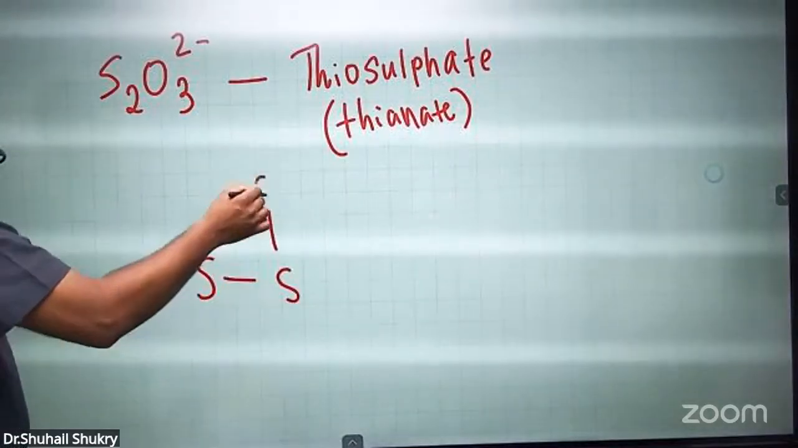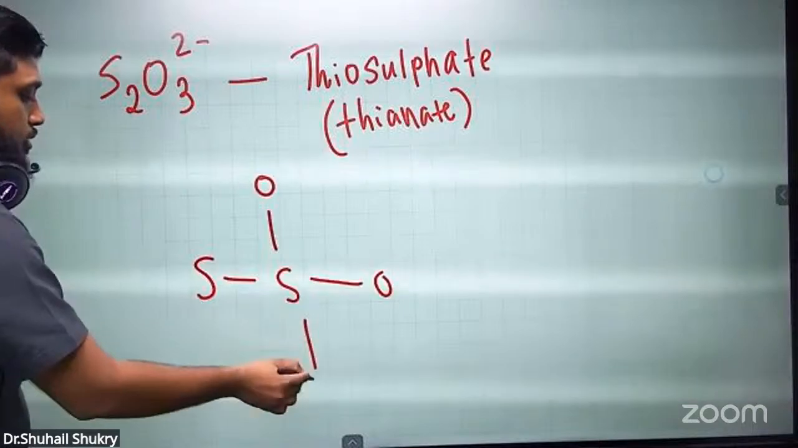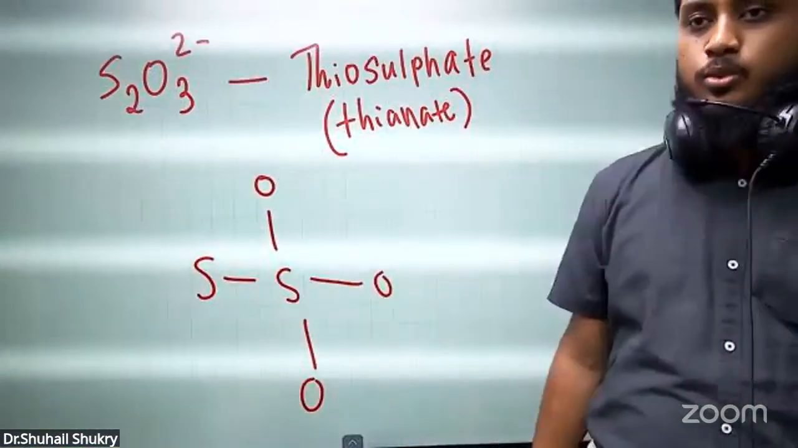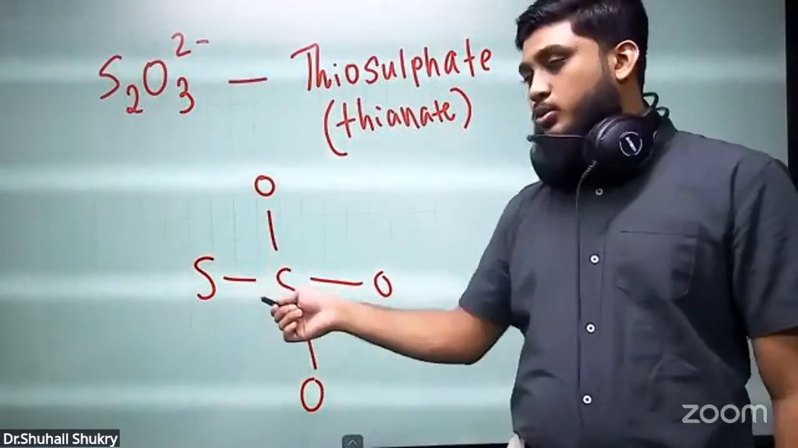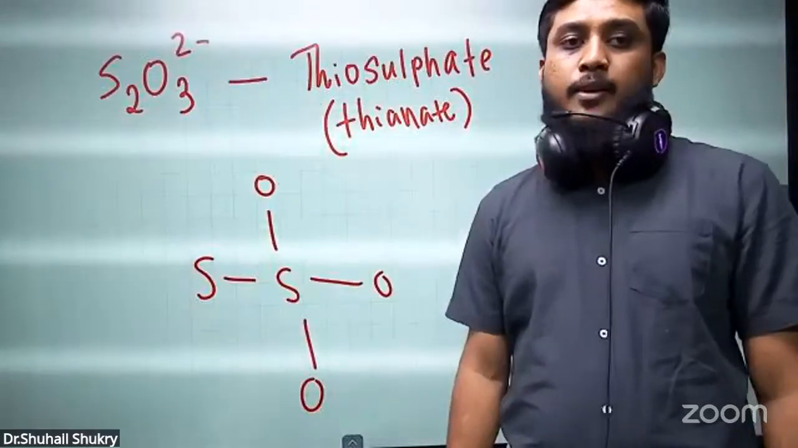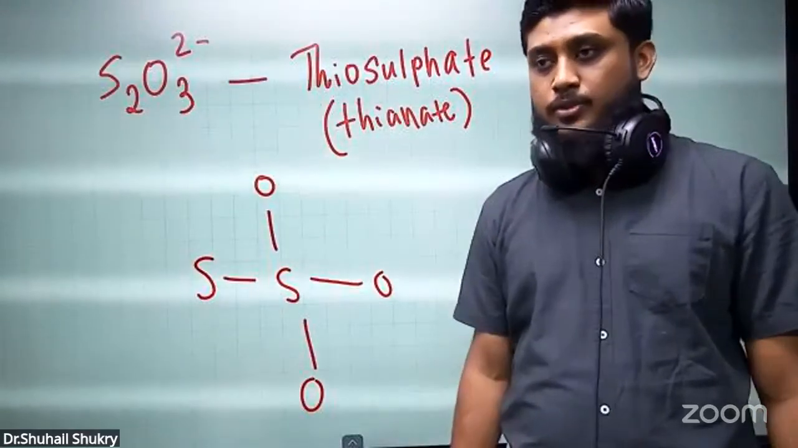2 sulfurs and 3 oxygens will connect to this sulfur. That's it. Just remember it like this: S2O3, don't forget it. How to write S2O3? Connect the 2 sulfurs. Then for this sulfur, 3 oxygens will connect. Now I have told you how things will connect for this.